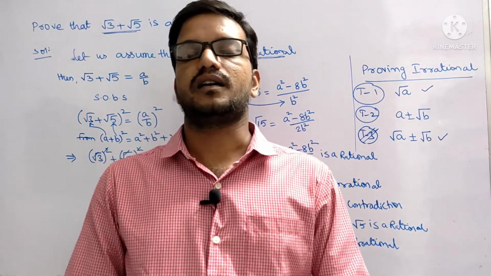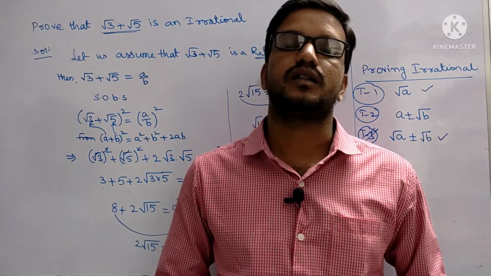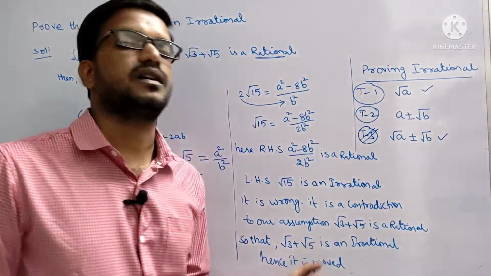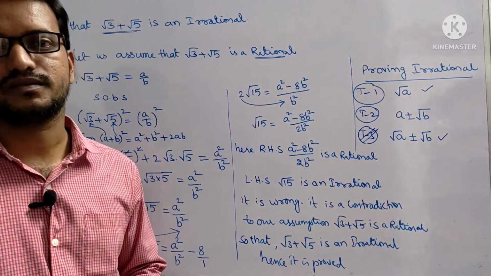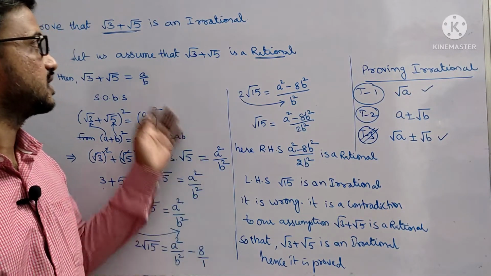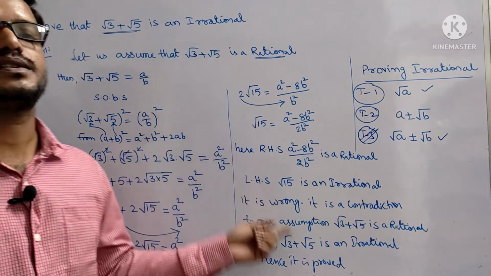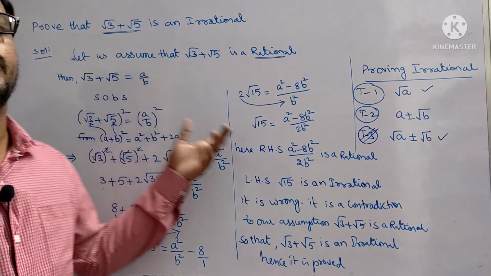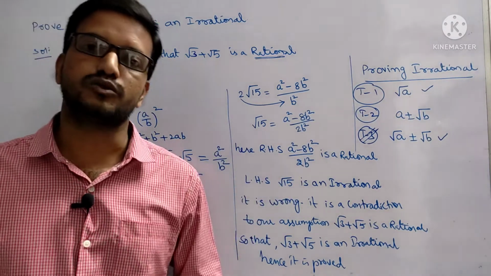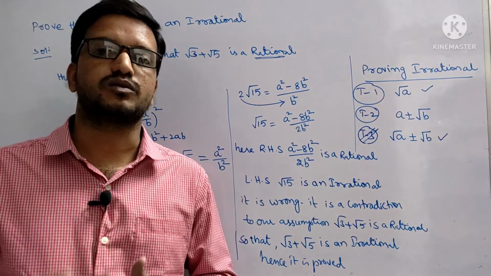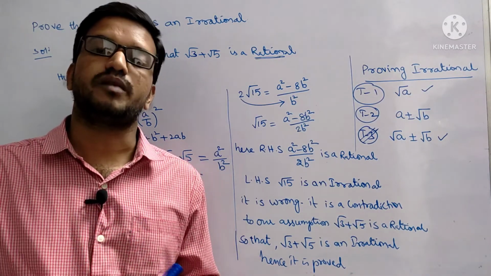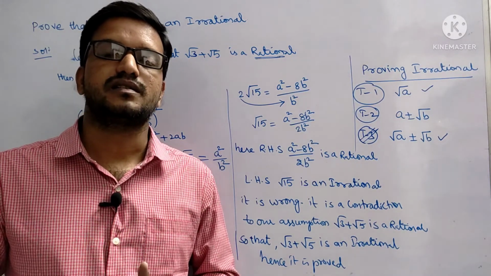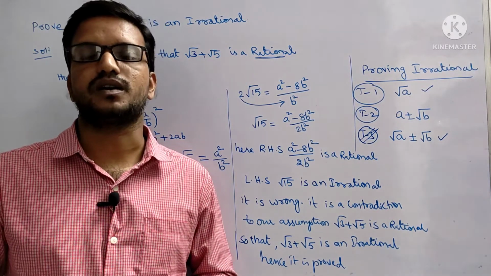So here it is an important concept, a point of examination, right? You can expect a long answer from this. Okay students, just to practice, it is the easy method which I have explained here. You can practice more problems on the same concept: root 2 plus root 3 is an irrational, or root 3 plus root 7 is an irrational, or root 5 minus root 3 is an irrational.